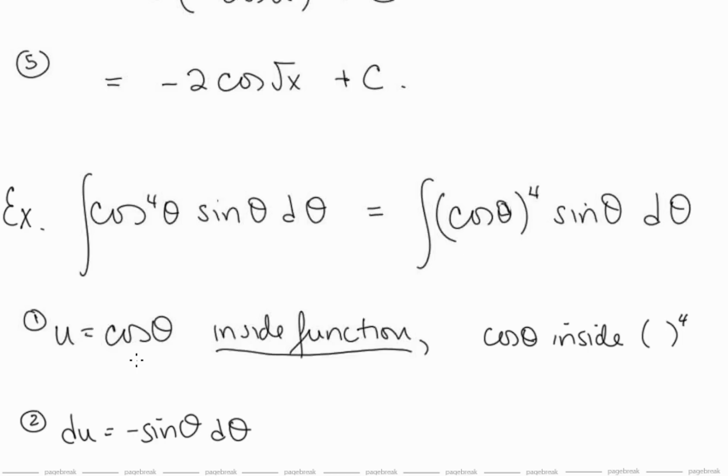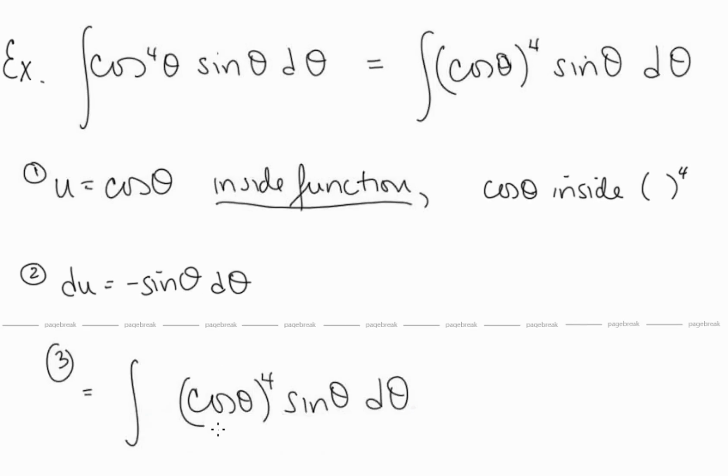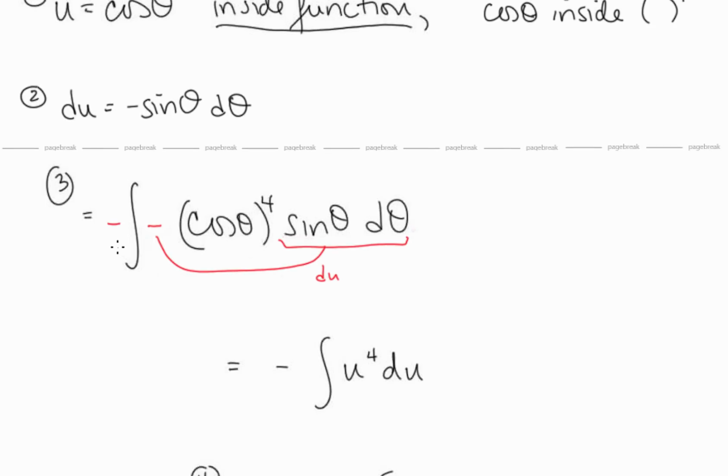And then we compute du. So we're going to take the derivative here, which is negative sine theta, and multiply that by d theta. And now we want to rewrite our integral in terms of u and du. But what does it look like we need here? To be able to put in du, we need a negative sine theta d theta. So we need to have a negative sign inside the integral so that it will go with sine theta d theta for du. But then to compensate for that, we also have to multiply by a negative 1 on the outside. Now we can rewrite the integral, and that's going to be negative u to the 4th du.